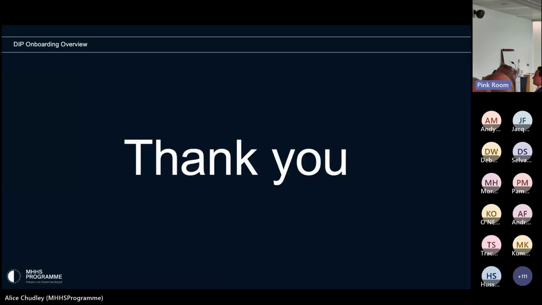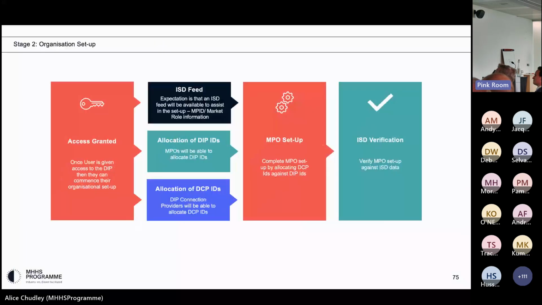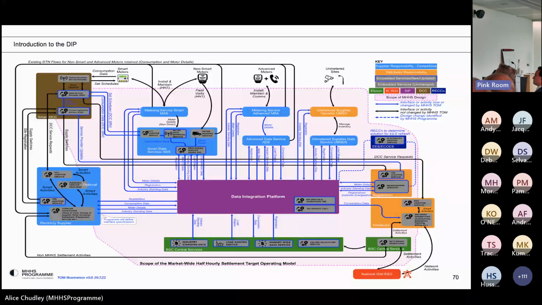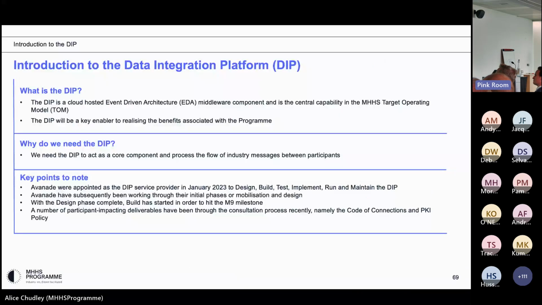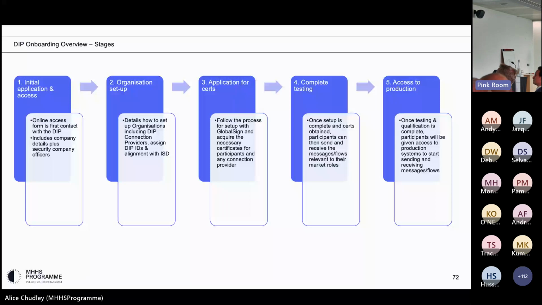Cheers. Oh, Alice, have you got the ability to go back? Could you go back to the start? Well, say the start slide. It's near the start. Yes, that's the one. Oh, next slide. No, sorry. Forward to no. There we go. That's the one.